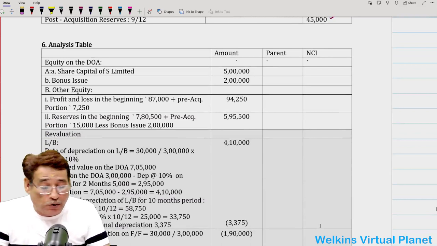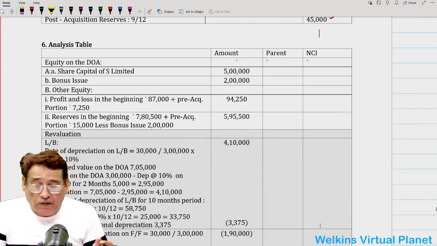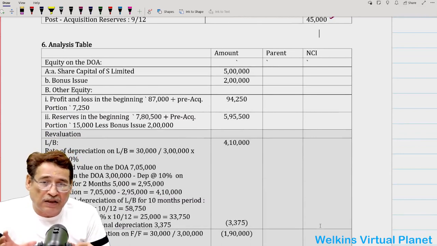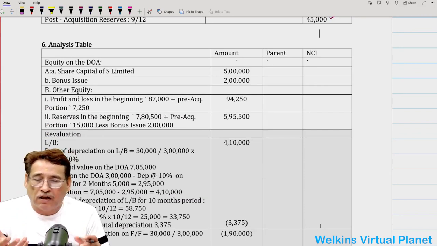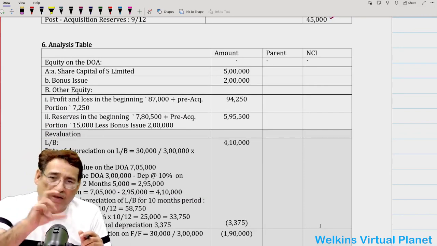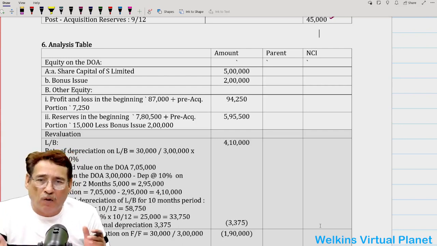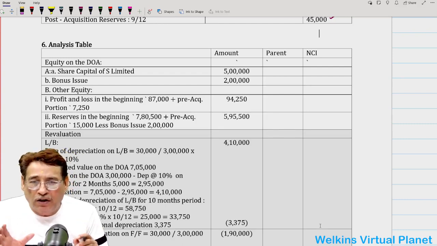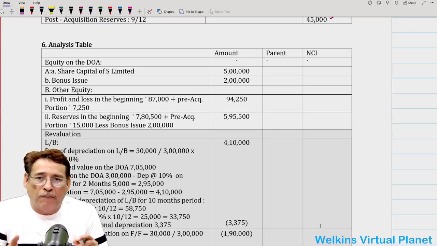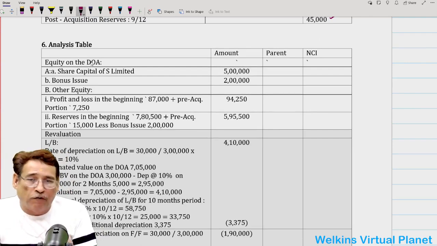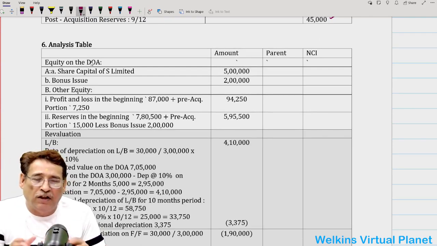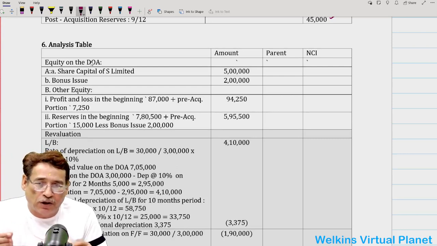Now we move over to analysis table. In the analysis table, what am I supposed to do now? In the analysis table, I am trying to find out on the date of acquisition, how many net assets there were of subsidiary company? Because net assets is always equal to equity. So we can also say that equity on the date of acquisition is basically what we are computing through this analytical table. So on the date of acquisition, equity always means share capital plus reserves, correct? So first of all, in order to find out equity on the date of acquisition, equity means net assets of subsidiary company on the date of acquisition, which is 1-7-2021.